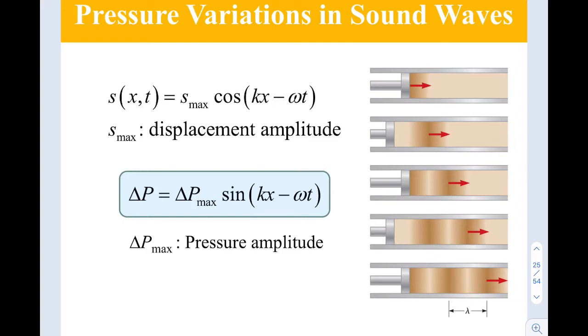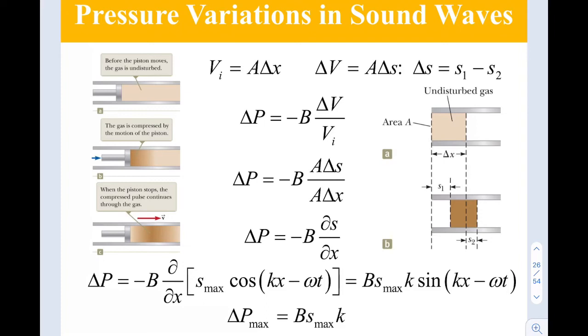We also can have another expression for the variation of the pressure within the gas of the air column here. Delta P is equivalent to delta P max sin(kx minus omega t). Delta P max is the pressure amplitude. Why is it cos and why is it sin? We will explain this in detail later on.